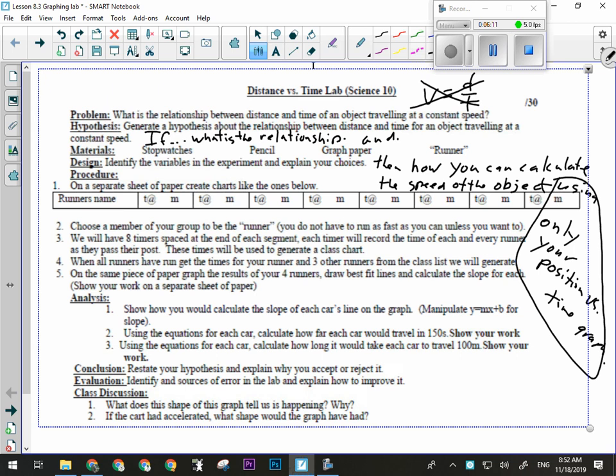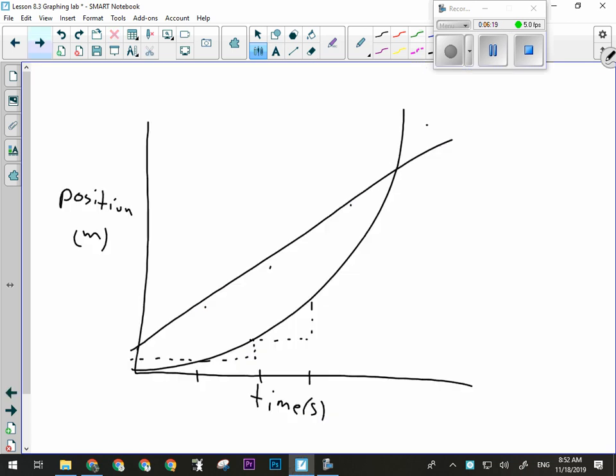All right, for our design, our variables. In this lab, the two things that are going to be in this graph are time and position. We talked about last week which one goes on the x-axis and which one goes on the y-axis. Manipulating always goes on the x. Responding always goes on the y. Wow, that's some free marks right there.